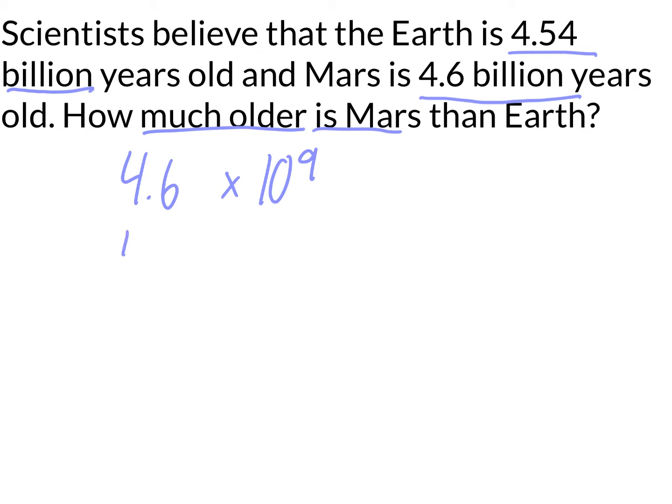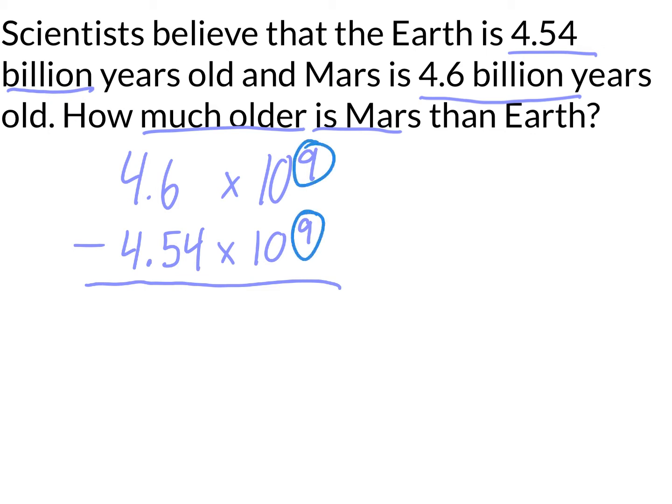Since we want to know how much older or how much more, we're going to need to subtract the age of Earth, which is 4.54 billion, or 4.54 times 10 to the 9th. Since the exponents are the same, we can subtract the coefficients, 4.6 minus 4.54, and we will get 0.06. Then our answer is 0.06 times 10 to the 9th.